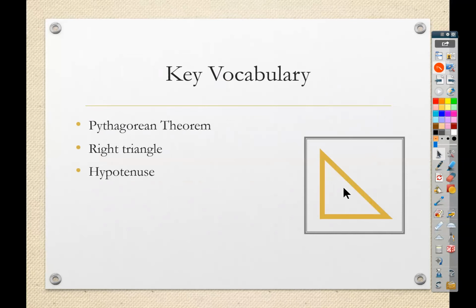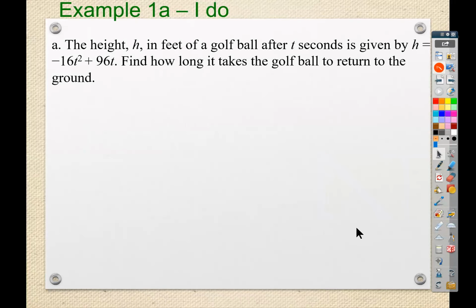So key vocabulary: the Pythagorean theorem, that's a squared plus b squared equals c squared. You deal with that when you deal with right triangles, so those are triangles that have a 90-degree angle. And the hypotenuse is the side across from the right angle in a right triangle.